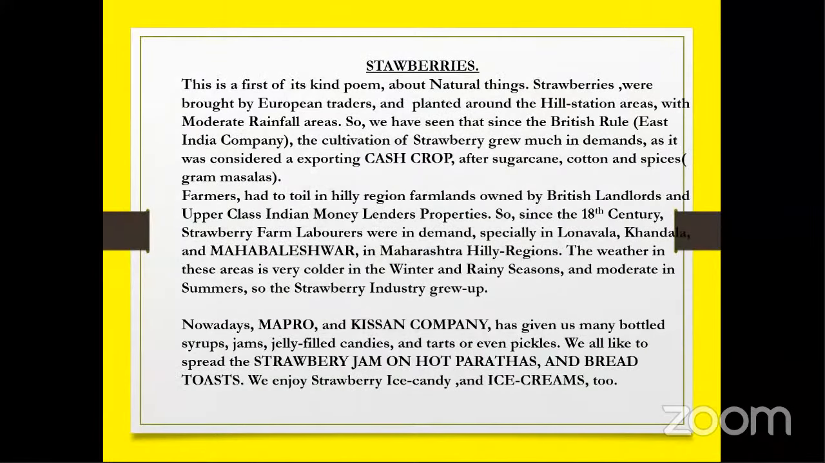Okay. Now, just listen. Strawberries, this is the first of its kind in the poem about natural things. Strawberries were brought by Europeans. It came from Europe. It was not an original plant and it was planted in hill station areas with moderate rainfall. So we have seen that since the British rule, East India Company, the cultivation of strawberry grew in demand as it was considered an exporting cash crop after sugarcane, cotton and spices, garam masalas.